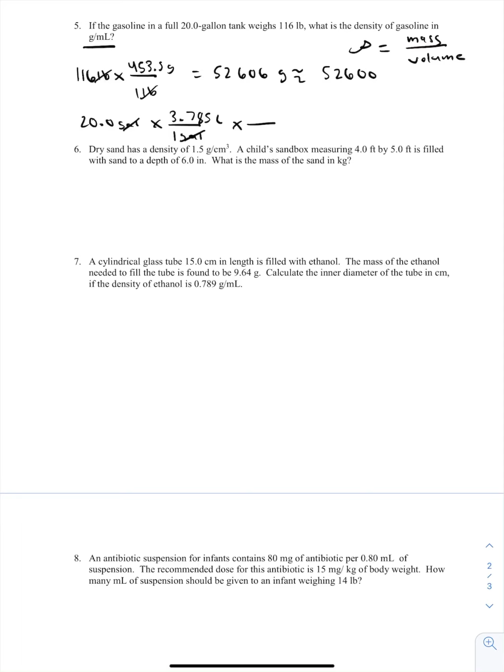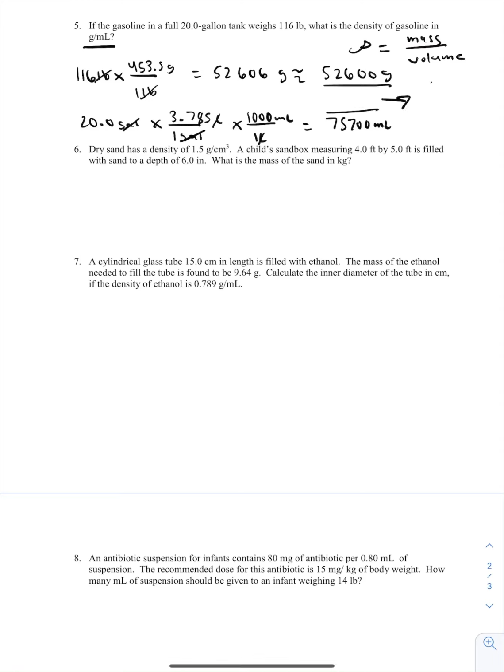So now this just becomes a simple SI conversion. I know that in 1 liter, there's 1,000 milliliters, because the milliliter is smaller than the liter by a factor of 1,000. So I have 1,000 milliliters per 1 liter. If I do this operation, I get an answer that's very big, which is 75,700 milliliters.